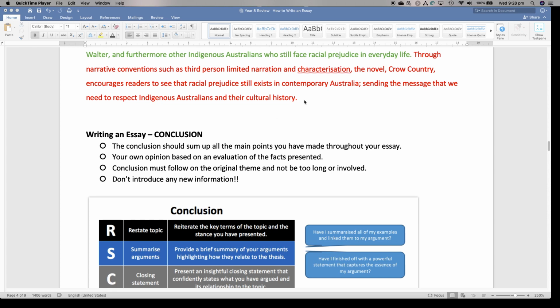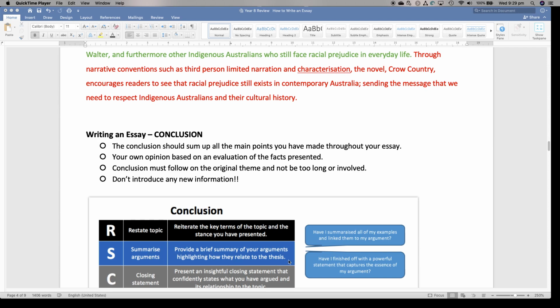So you can see that what I've tried to do there is I've summed up my stance on the topic here. So we've reiterated the key terms of the question. We're talking about the issue of, in this case, one of the negative issues of Australian society. And I've really summarised the stance, or here's what Kate Constable's trying to teach us about this particular topic. So that's not a bad way to restate the topic. And all I've done is taken a version of my thesis and I've reworked it to fit there. The next thing we need to do is to summarise our arguments.